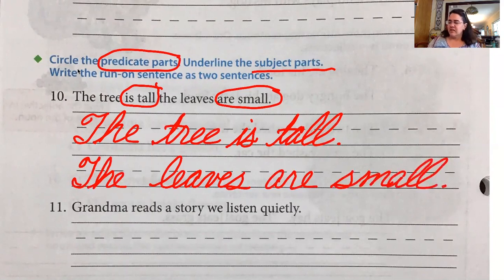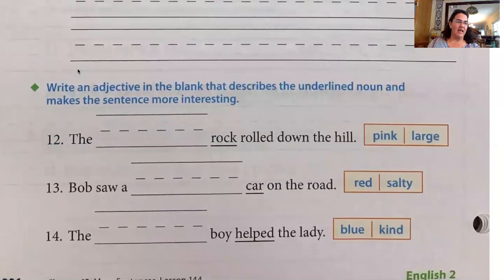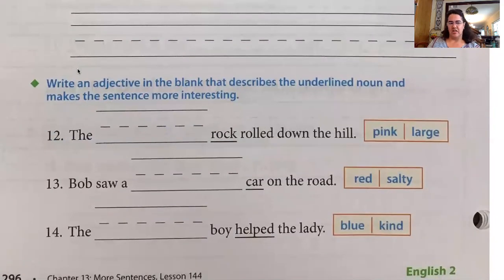Okay, so second graders, that covers that section. Make sure you pay attention and do your very best on the next one where it says Grandma reads a story. We listen quietly. Let's look at the last part of this worksheet. It says write an adjective in the blank that describes the underlined noun and makes the sentence more interesting. So the blank rock rolled down the hill. The pink rock rolled down the hill or the large rock rolled down the hill? What's going to make the most sense there?